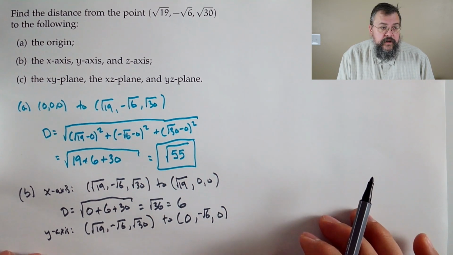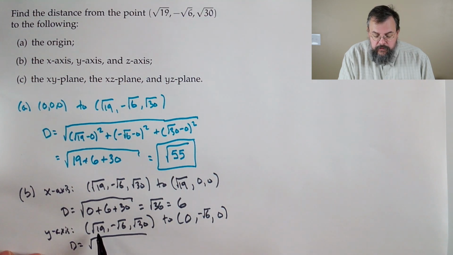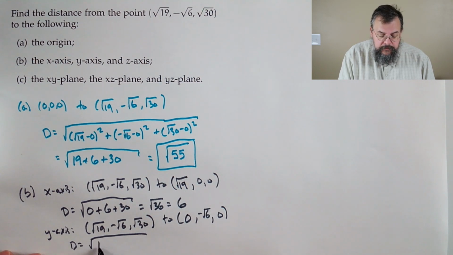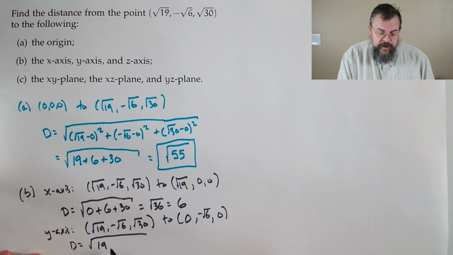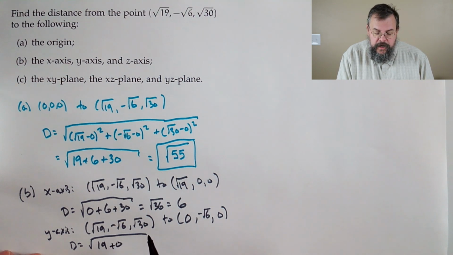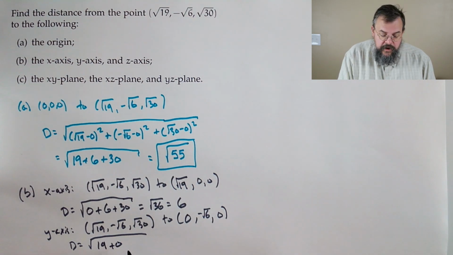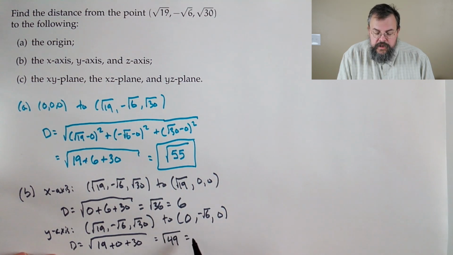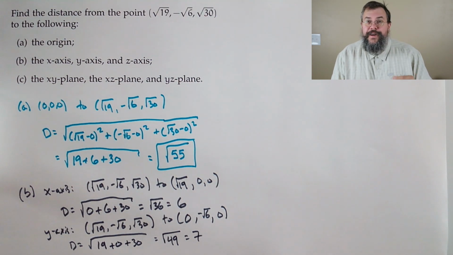So, what's our distance? Well, our distance will be the square root of 19 minus 0, square root of 19. Square that, 19. Then the minus root 6 and minus root 6 is 0. Square that is 0. And root 30 to 0 is root 30. Square that is 30. Okay, 19 plus 0 plus 30, that's the square root of 49, which is 7. All right, that's kind of nice. It turned out to be a nice number.